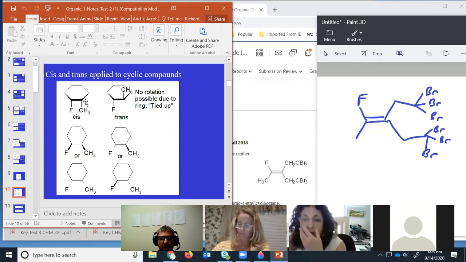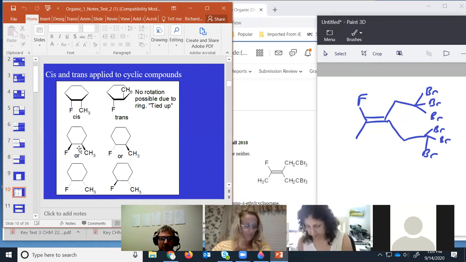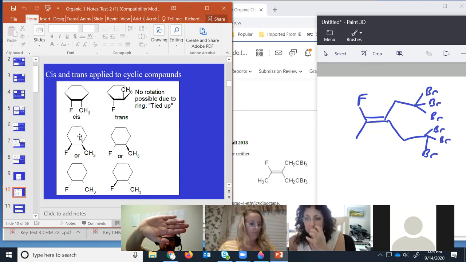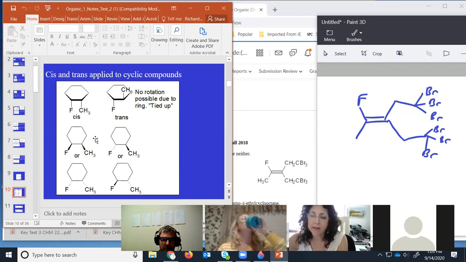I'm glad you mentioned that. But if we have a little bit of a change here in the way we present the bonds, then we can tell. So these views are more like this, as opposed to this. Does that mean that we named the alkenes with rings wrong in the last test because they didn't have cis and trans on them? Right, yeah, they weren't designated.